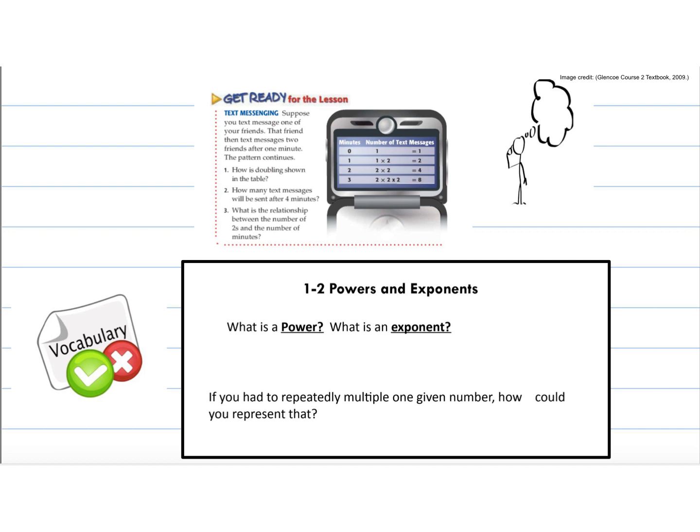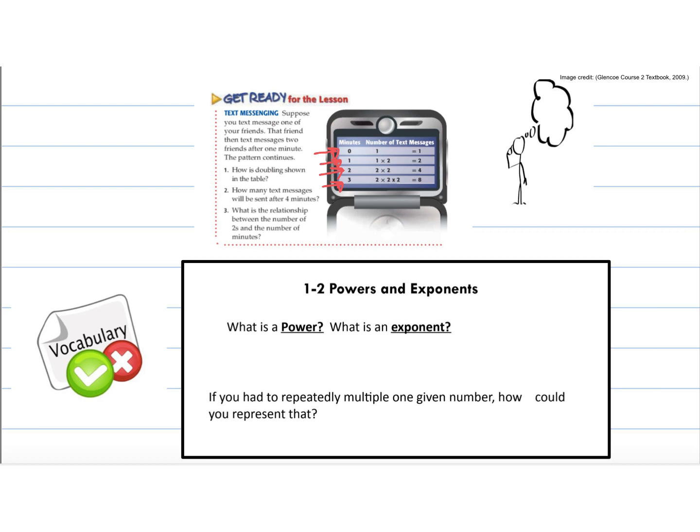So before we talk about powers and exponents, I want to look at this example. If we think about sending text messages to friends, say you send one text message, and then after 1 minute, that friend texts 2 people, and then after 1 minute, those 2 friends text 2 more people. And then after 1 minute, now all of those new people text 2 more people. Basically what is happening is an exponential pattern. So everything is being multiplied by 2.